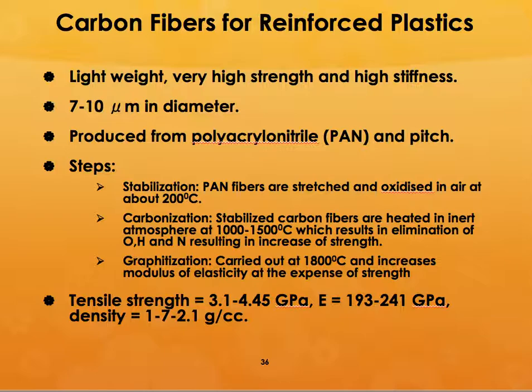Then they go through what is called a carbonization process, where the carbon fibers are stabilized. Basically, they are like a roll of paper, and it is used for making these carbon fibers, which gives you very high strength or very high modulus, or both. And it is stabilized at 1,000 to 1,500 degrees centigrade by eliminating the oxygen, hydrogen, and nitrogen, which results in an increase in strength of the fiber.